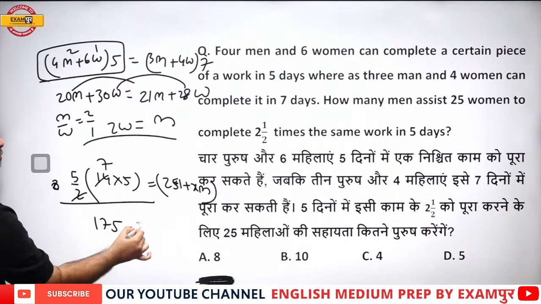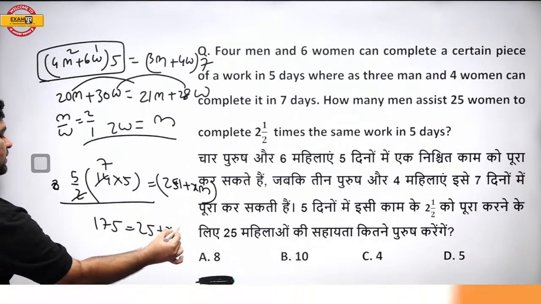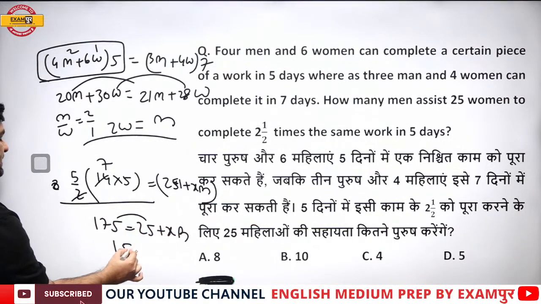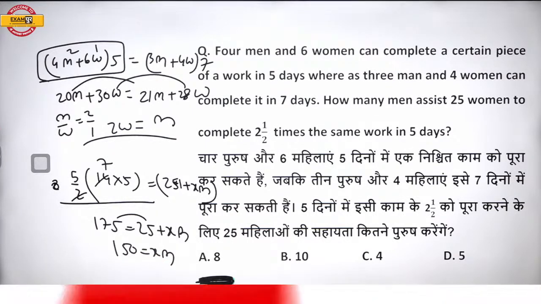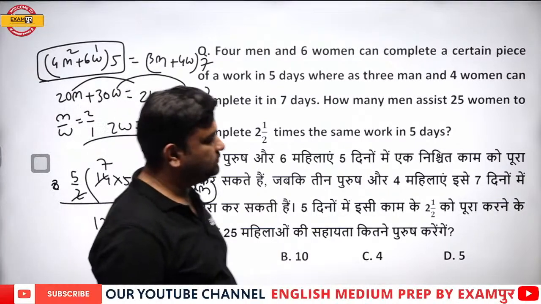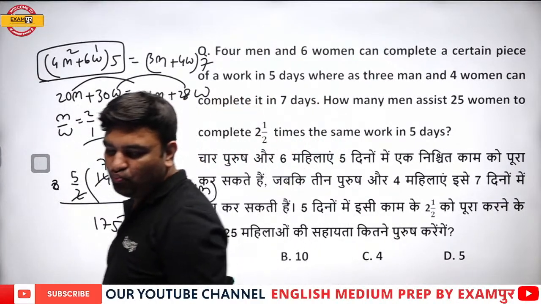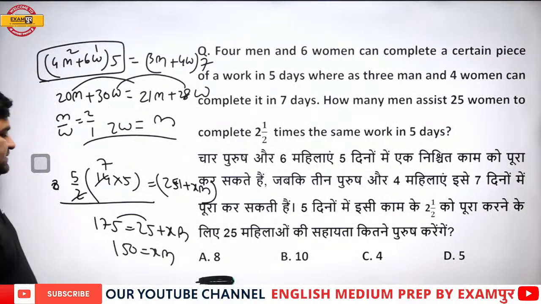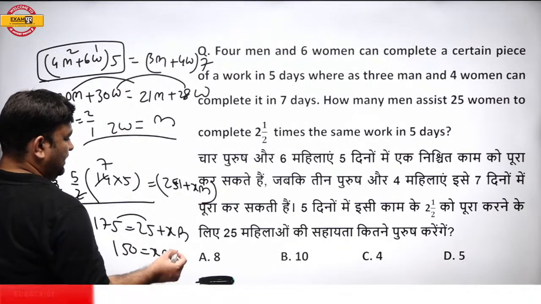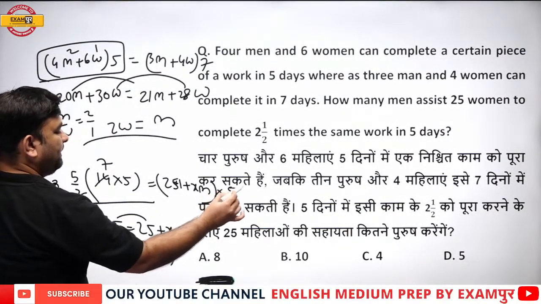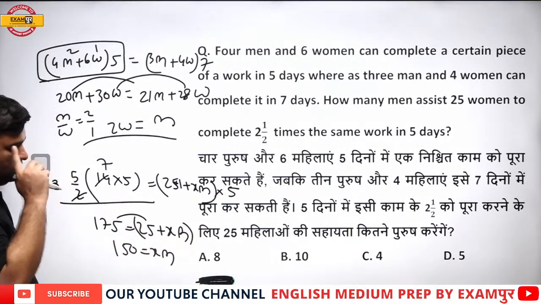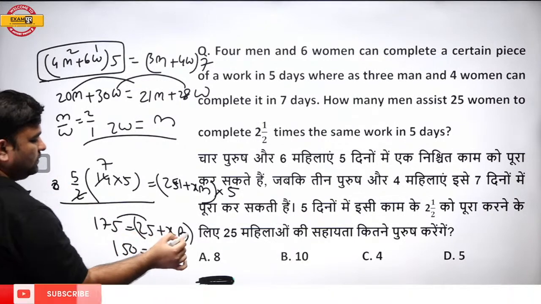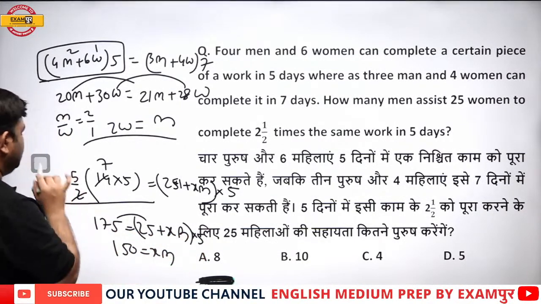$175 is equal to 25 plus X men. 150 is equal to X men. Have I done something wrong? In 5 days. In 5 days, na? In 5 days.